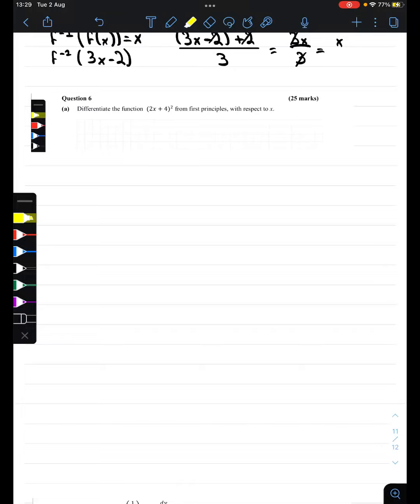Hi guys, we're going to take a look at question 6 of paper 1 of the 2016 exam. Okay, so we want to differentiate the function (2x + 4)² from first principles with respect to x. Okay, well, what does it mean to differentiate from first principles?